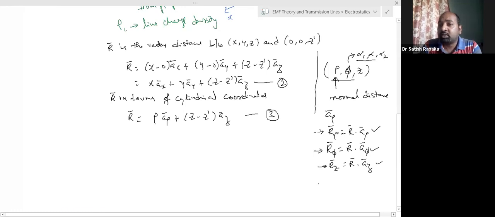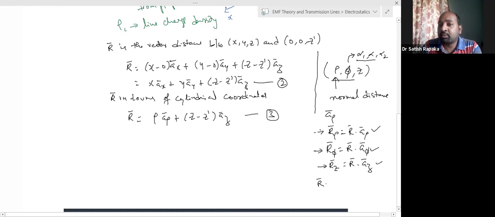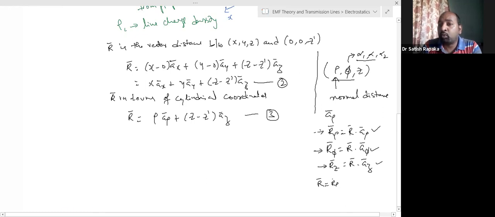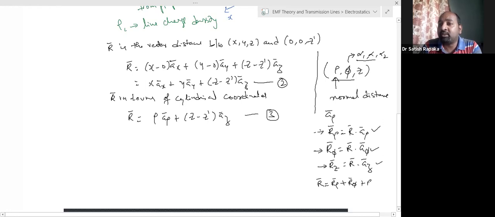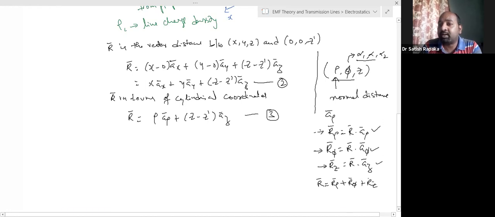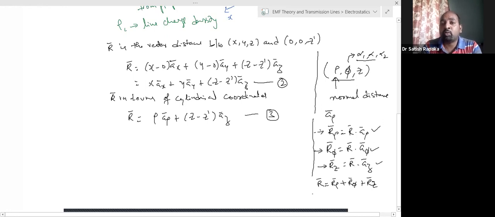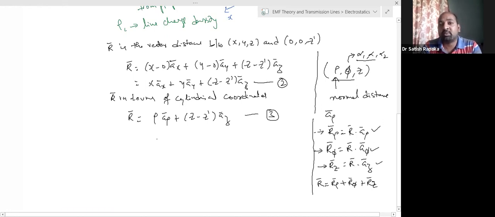So therefore the total R, the final R, is equal to the rho component plus the phi component plus the z component. If you add all these three, you can do it later, you will get equation 3. This is how we can convert one coordinate system into another coordinate system, that we have discussed earlier, and I have also done one example problem, right? So this is the vector distance in the cylindrical coordinate system.